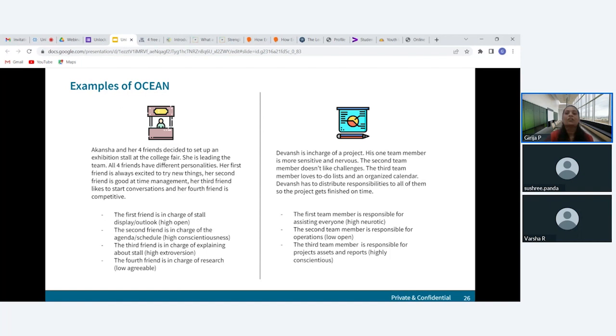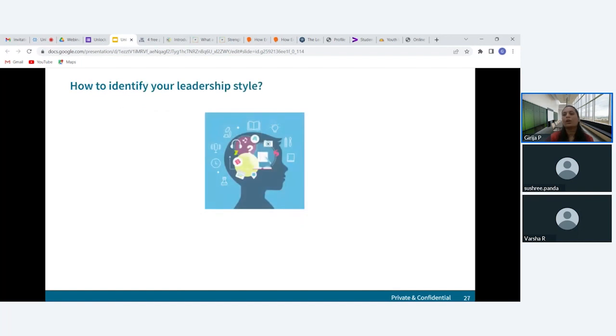So let's move ahead and see how we can understand our leadership style. We all have some kind of leadership style, we are born with it. So for our own improvement and growth, it is very important to understand what kind of leadership we already have and how we can improve ourselves. For that, it is important to understand what different leadership styles there are, and how we can assess our leadership style. So let's move ahead and see.